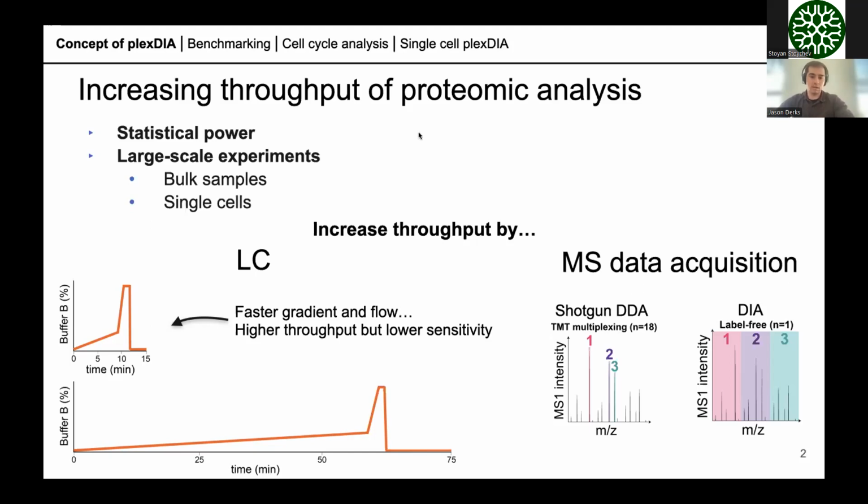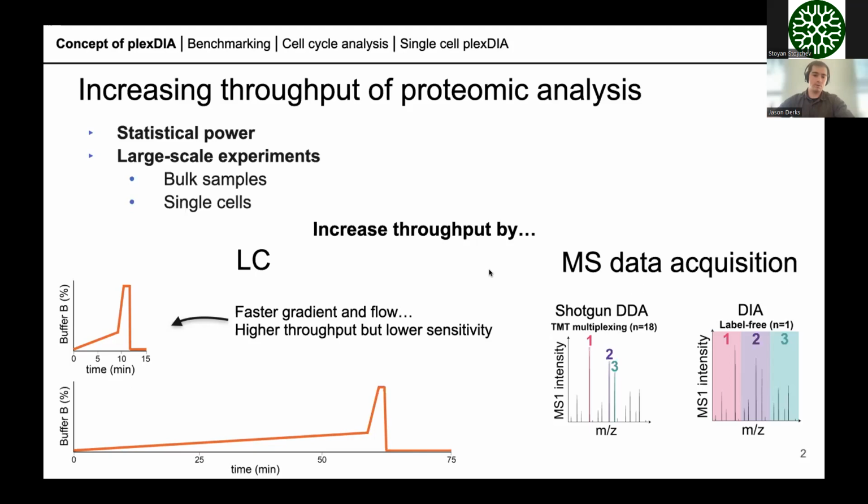And this can be achieved in a few different ways, one of which is on the LC side, where you have really fast gradients and a high flow rate. In this way, you can run higher throughput analyses because the data acquisition method length is going to be shortened. Some downsides to this, though, is that as you increase the flow rate, you tend to reduce your sensitivity.